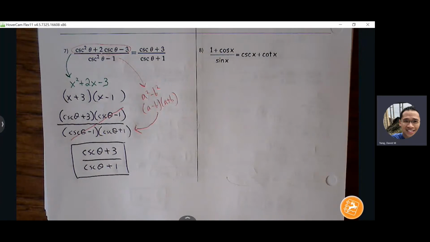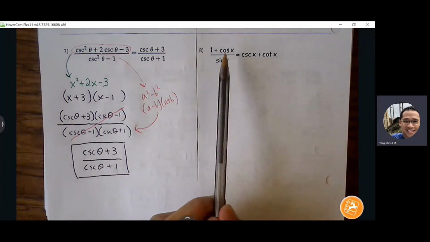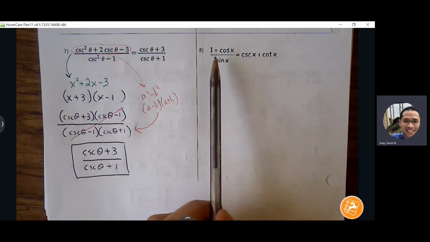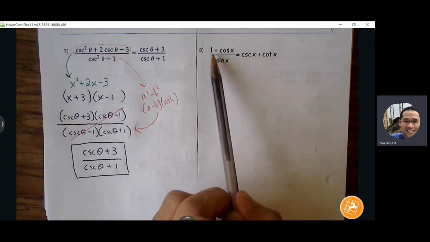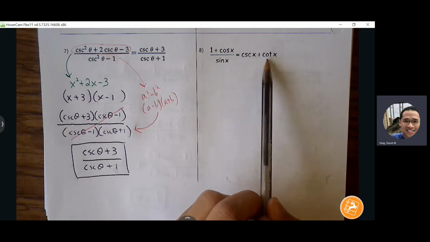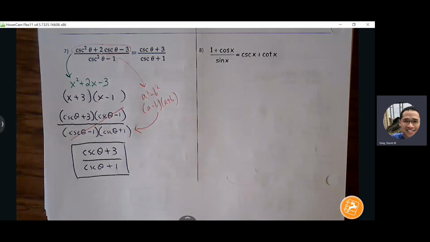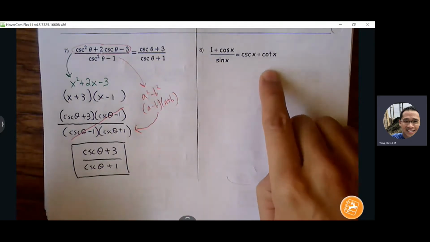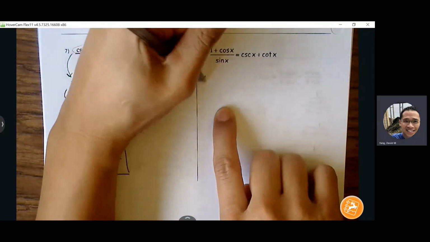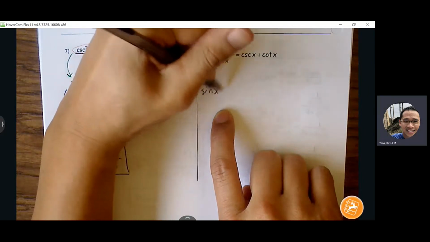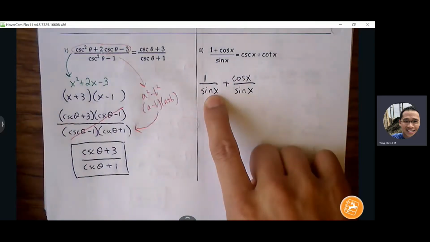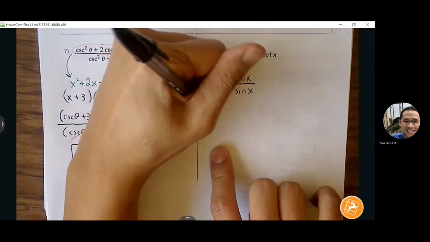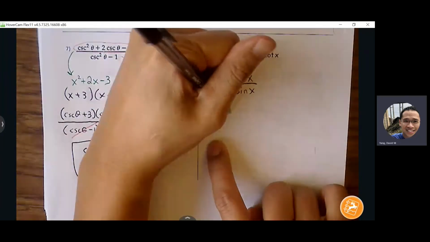Okay, number 8. We're trying to get from 1 plus cosine over sine to be cosecant over cotangent. Any idea for our first step? Break it up. Because I'm thinking, well, if I get this into 2 fractions, then I have 2 terms, and I can just try to clean up both terms, and hopefully one will turn into cosecant and the other into cotangent. One over sine. Yeah. Cosine over sine.